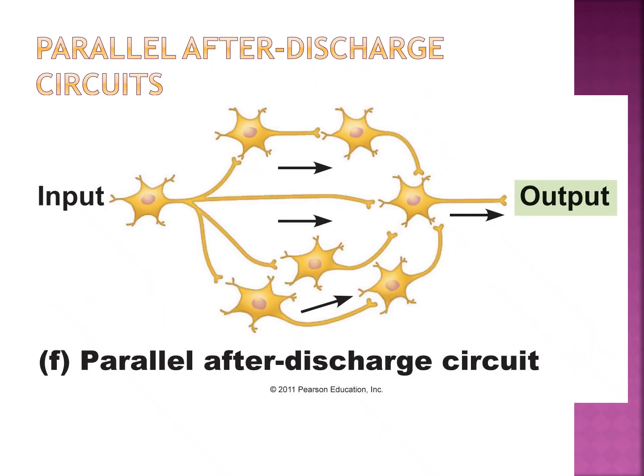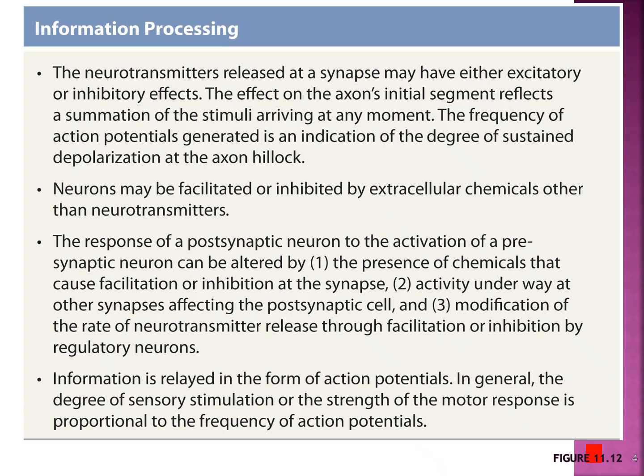In parallel after-discharge circuits, the incoming fiber stimulates several neurons arranged in parallel arrays that eventually stimulate a common output cell. Impulses reach the output cell at different times, creating a burst of impulses called an after-discharge that lasts 15 milliseconds or more after the initial input has ended. Once all the neurons have fired, circuit activity ends. Parallel after-discharge circuits may be involved in complex, exacting types of mental processing. The above table summarizes the main points of information processing.